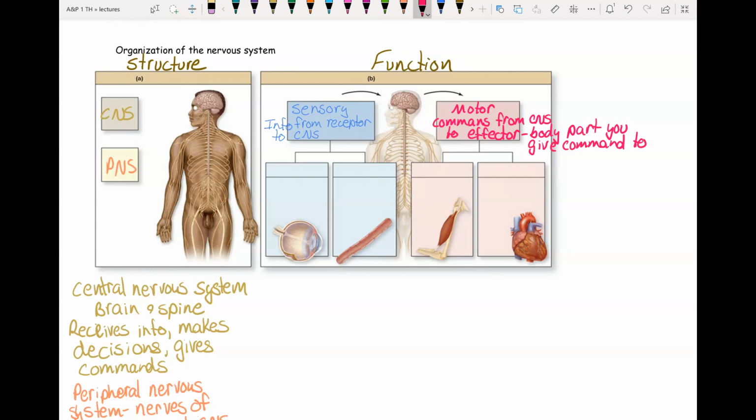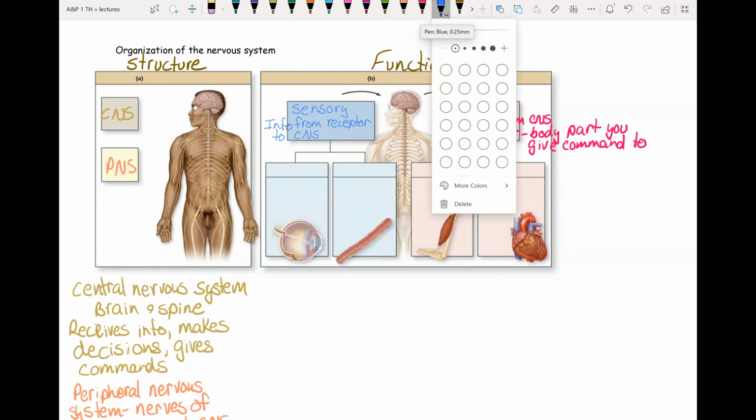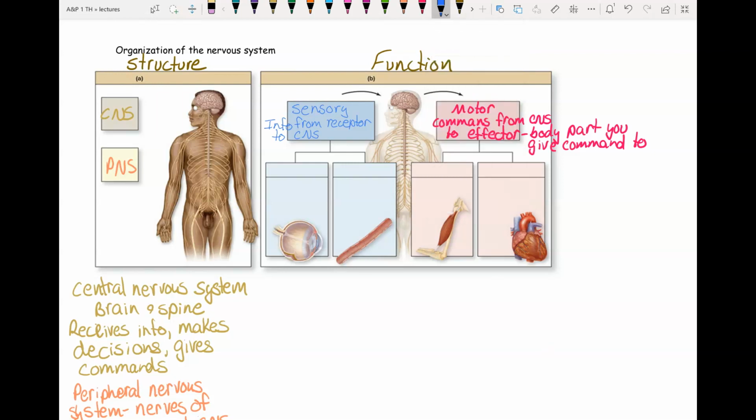Okay, think of sensory and motor like a divided highway. In a highway, you have northbound lanes and you have southbound lanes. Sensory is always going to be moving toward the CNS, so it's like your northbound lanes. Motor is always moving away from the CNS, so it is like your southbound lanes. Each of these is divided into two parts. Sensory has somatic and visceral.